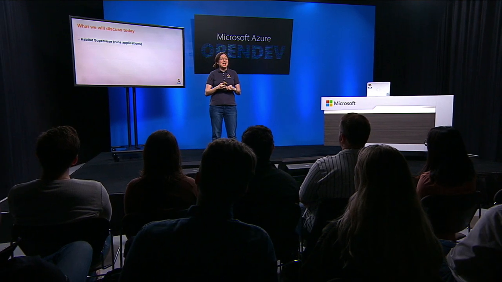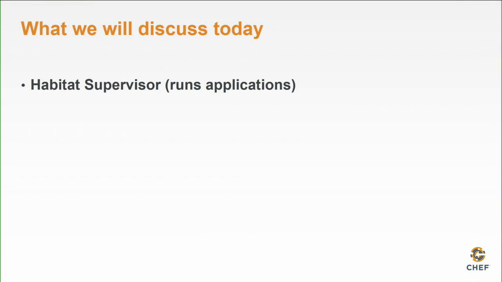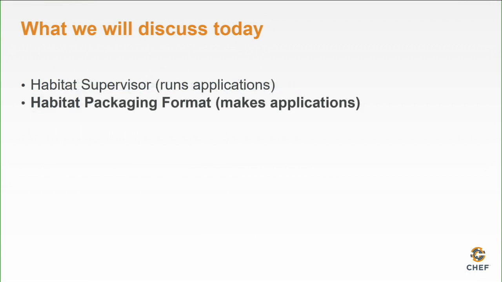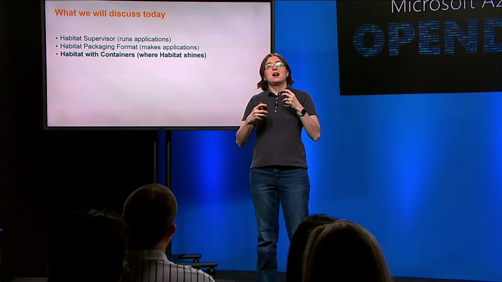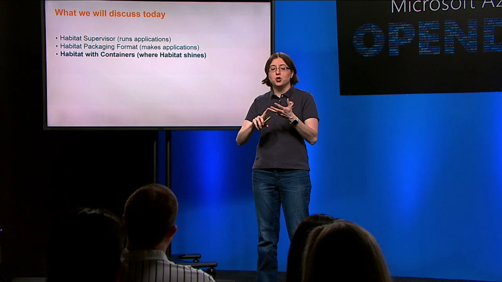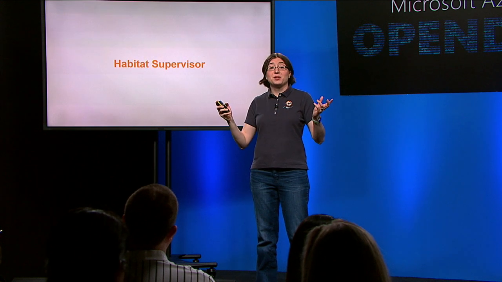So first, we will discuss the Habitat Supervisor. This is what you use to run your application packages, and again, this is where the true genius of Habitat shines. Next, we'll discuss the Habitat packaging format. This is what you use on your workstation to make that software artifact that can run nearly anywhere. So this is what you will run with that supervisor. And finally, we'll touch on Habitat with containers. Now, you can use Habitat without containers, but it really shines when it comes to working with containers like Docker. Habitat complements things like Docker and Mesosphere and Kubernetes and makes them work even better. So let's go ahead and start with the Habitat Supervisor.